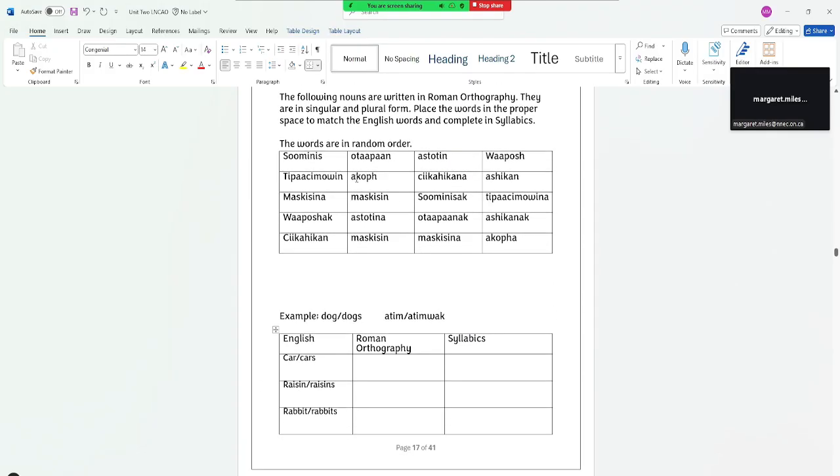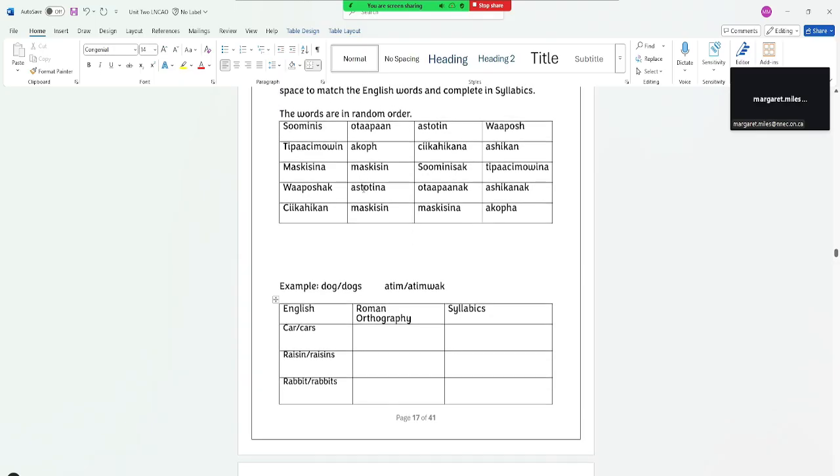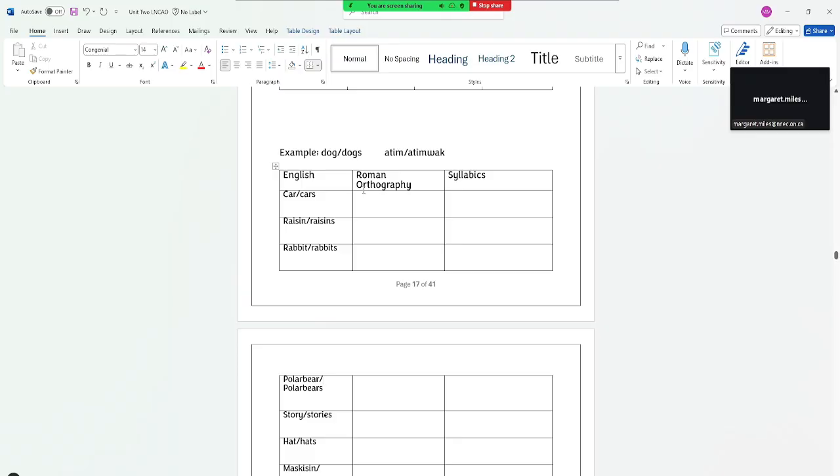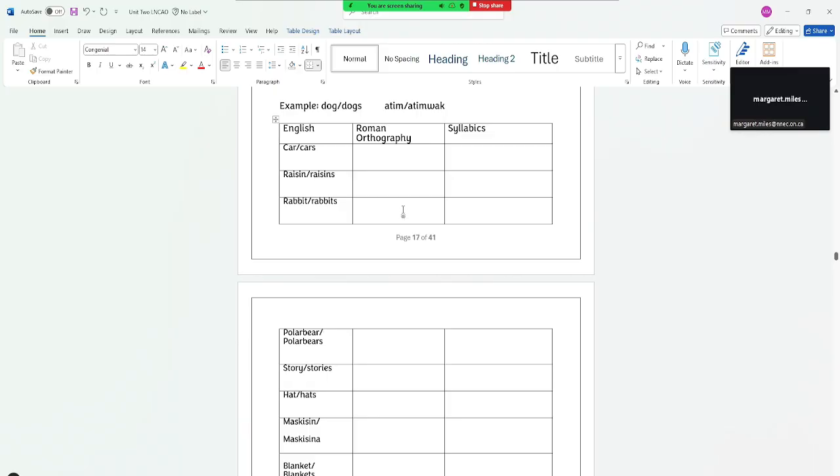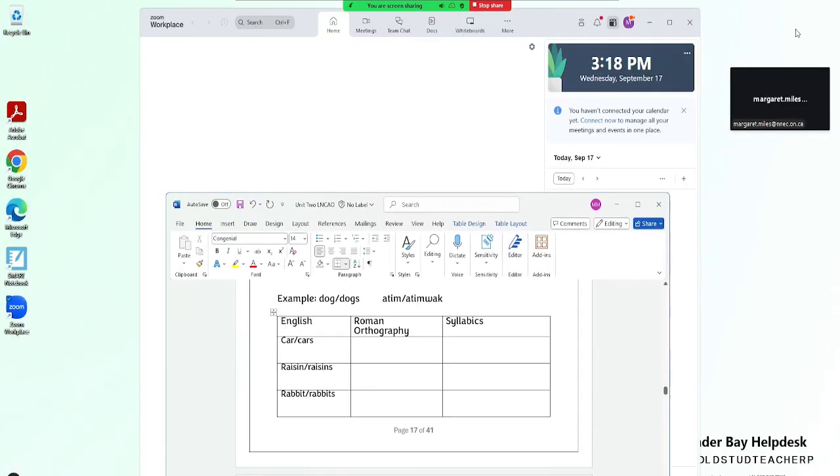So these on top are written in Roman writing. In this part of the assignment below, that's where you fill in the Roman orthography and syllabics. Again, we will do an example.